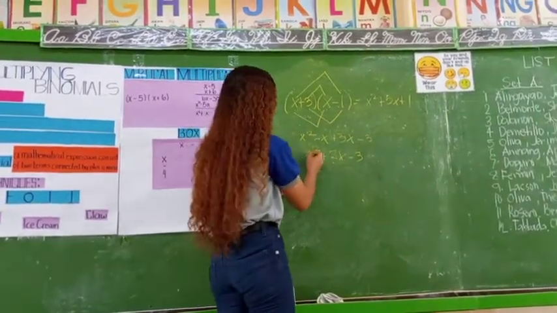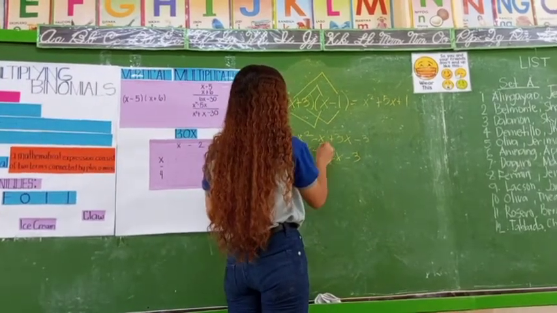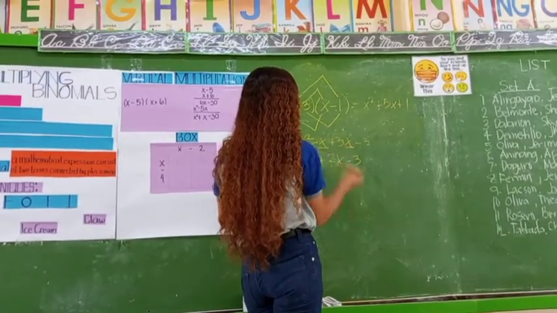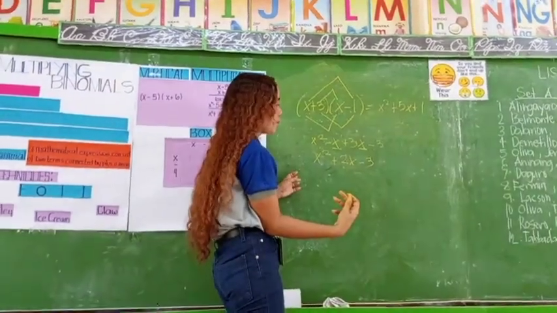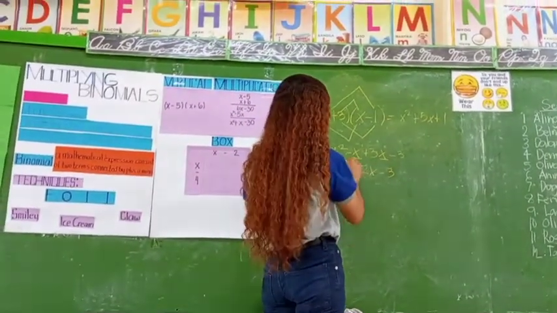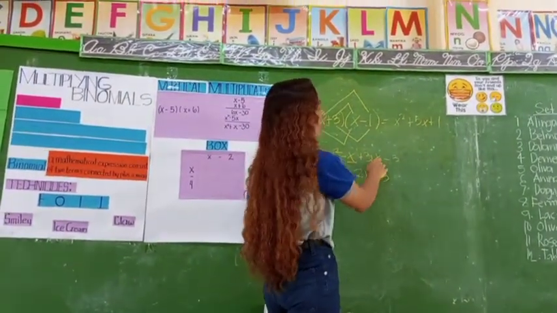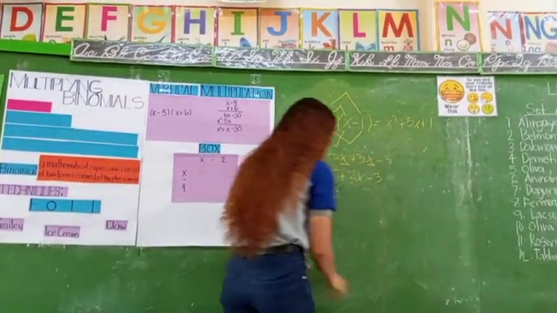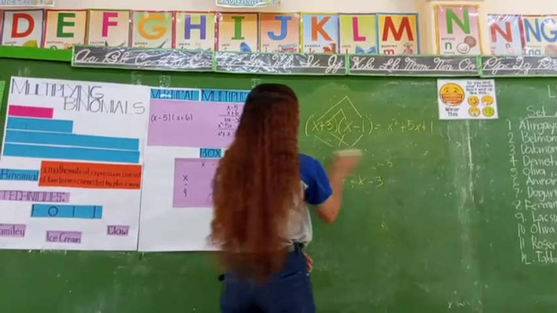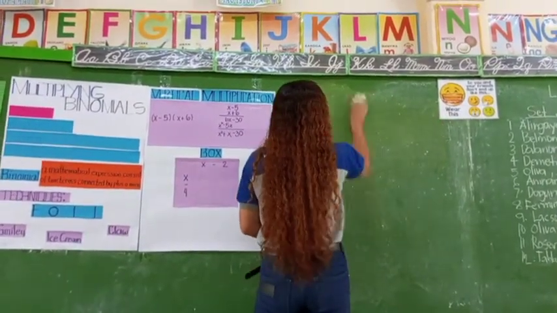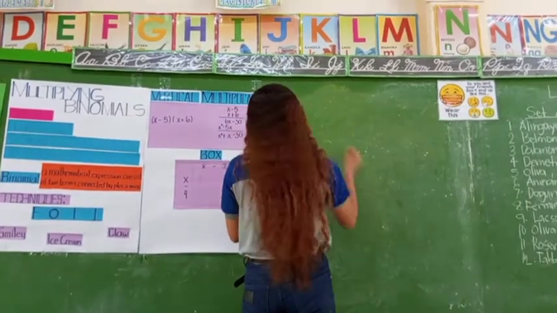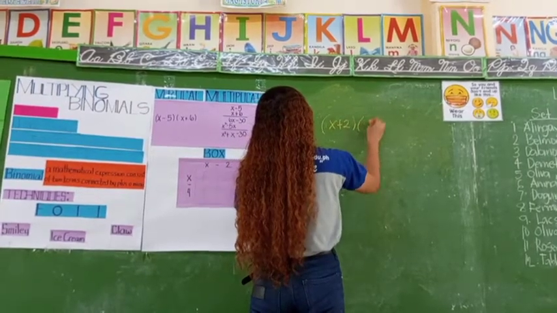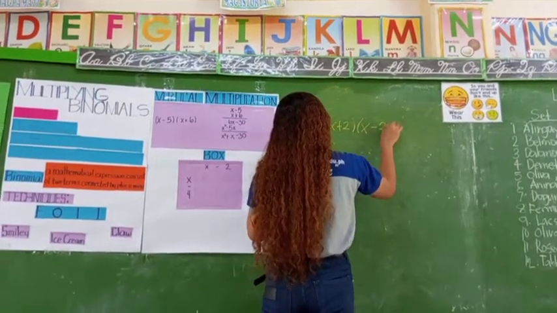So, bring down the unlike terms, we have x squared, and then the like terms here, we have the same variables, so kailangan natin siyang i-add or i-subtract. So we have the negative x plus 3x will be equal to positive 2x, and then bring down negative 3. So this is the answer. How about claw method? Claw method, we have x plus 2, and then x minus 2.